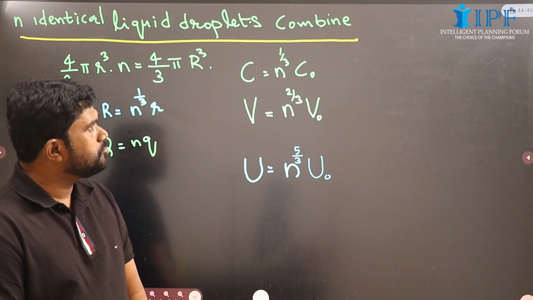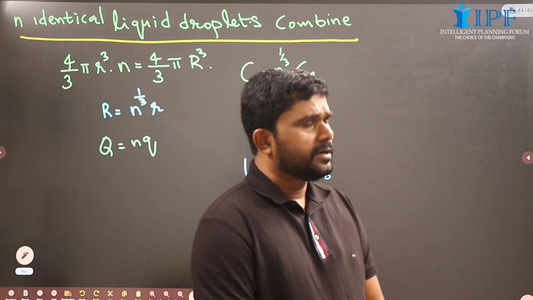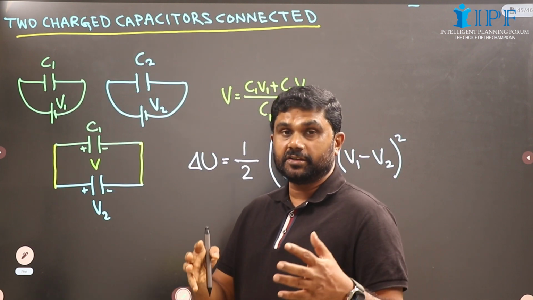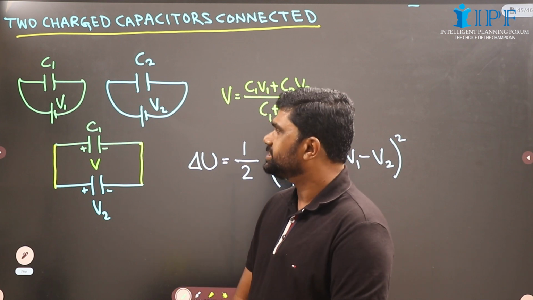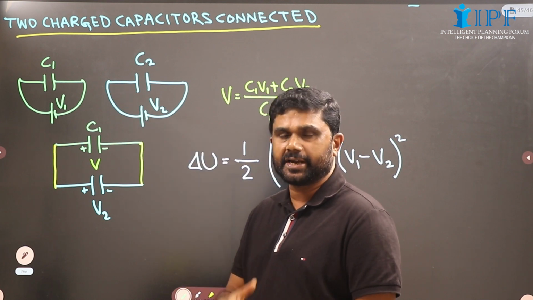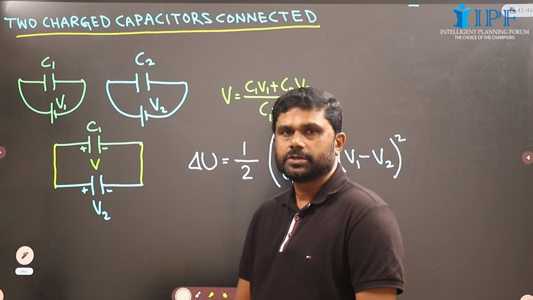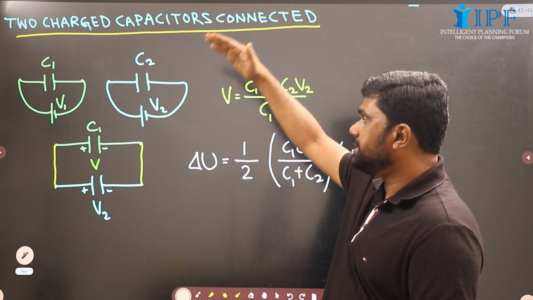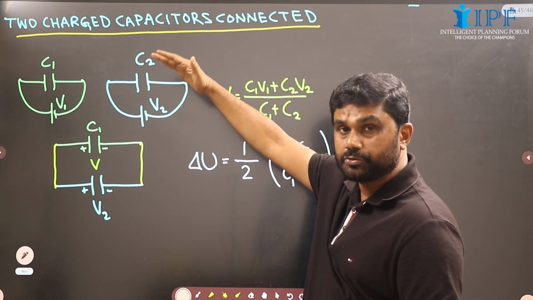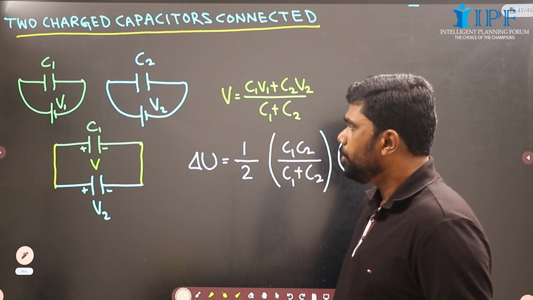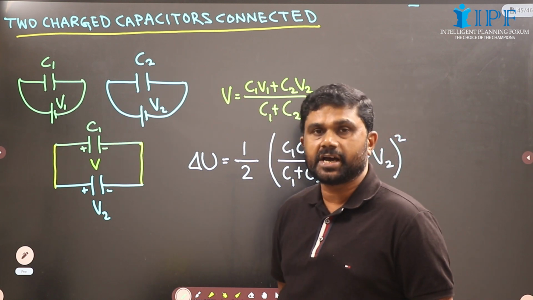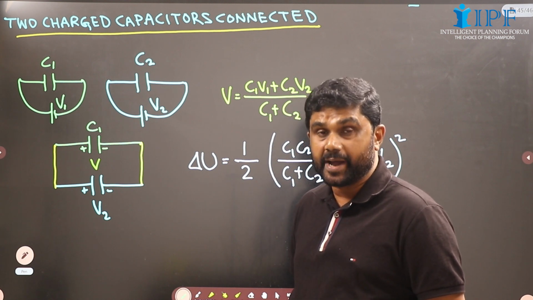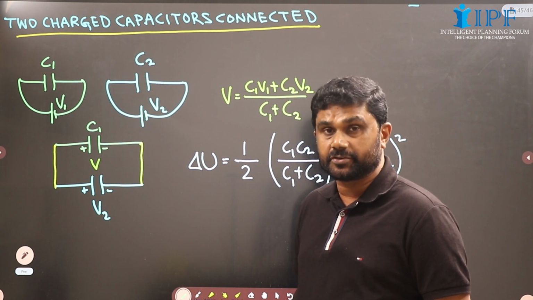Next thing we will see. Now children, we have another wonderful concept here. We have a capacitor C1 connected across a source of voltage V1, so it will get charged to a voltage V1, and another capacitor C2 connected to another source of voltage V2. Now both the capacitors are disconnected from the cells, and suppose the two capacitors are connected together in parallel with their positive to positive and negative to negative.